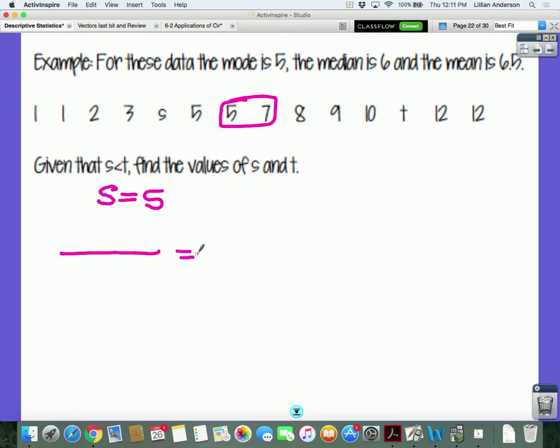Including the variables, how many pieces of data do we have? 14. Okay? We know the mean is equal to 6.5, and technically we can add all these numbers up together except for t. So let's do that. Let's add 1, 1, 2, 3, 5, 5, 5, 7, 8, 9, 10, 12, 12. Add all those up.